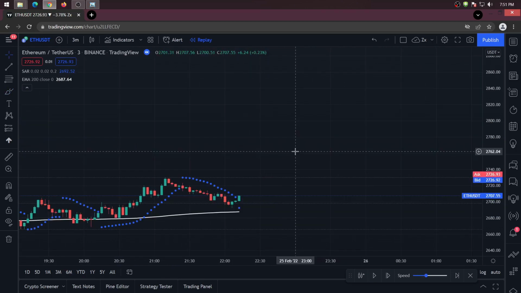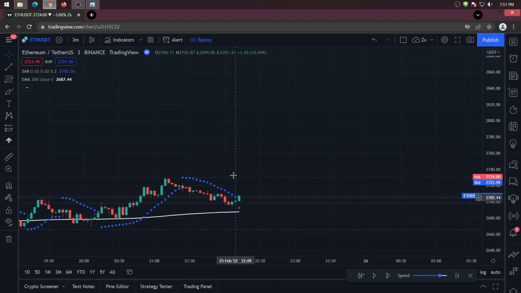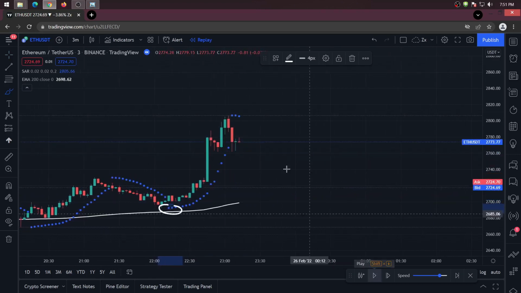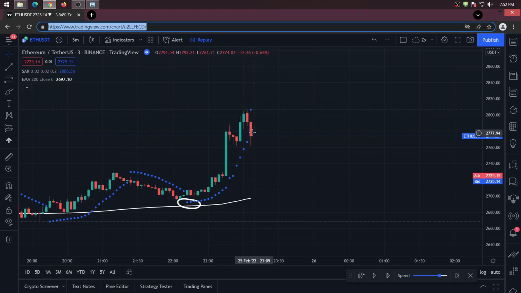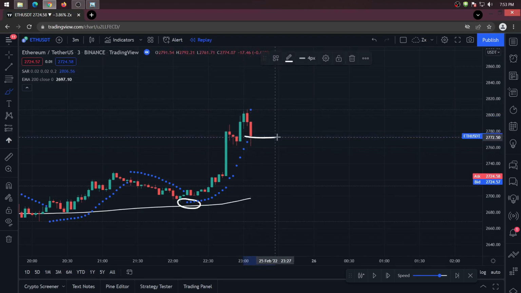So let's introduce the exit strategy. In this chart you can see the price is above the 200 EMA and the parabolic SAR is below the candle. That means it's going to be an uptrend. So we enter here, and let's see what happens. The parabolic SAR provides a good signal. Also you can see the parabolic SAR indicator has switched to above the candle. That means a downtrend is going to happen. So this is your profit target.